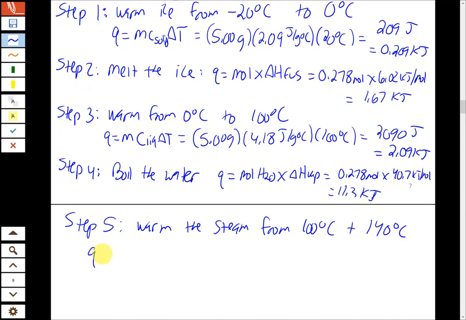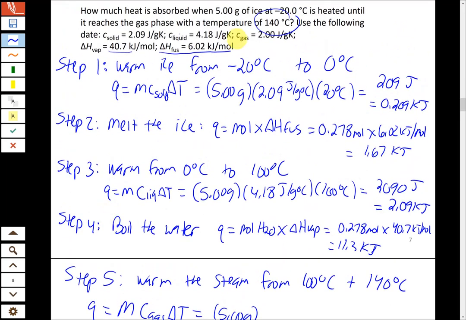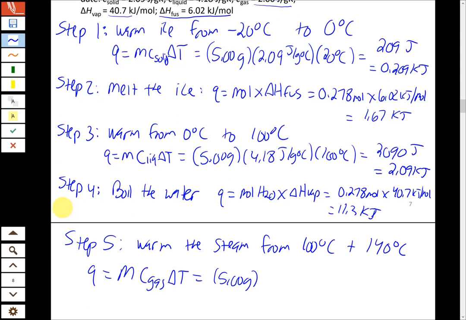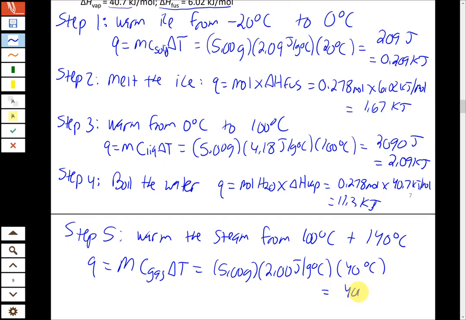So now it's just a warming process, so it's going to be MC delta T. This time we have to use the heat capacity of the gas phase, the steam, because we're in the gas phase now. So it's the same mass, 5.00 grams. We have to make sure we go to the right heat capacity. Heat capacity for the gas phase of water is 2.00, similar to the solid phase, coincidentally. There's no real rhyme or reason to that. 2.00 joules per gram degrees Celsius. And then the temperature change this time is 100 to 140, so a difference of 40 degrees Celsius. So that comes out to 400 joules, or 0.4 kilojoules.